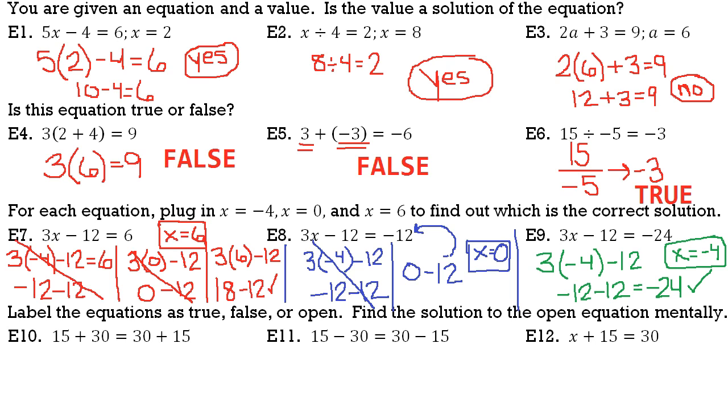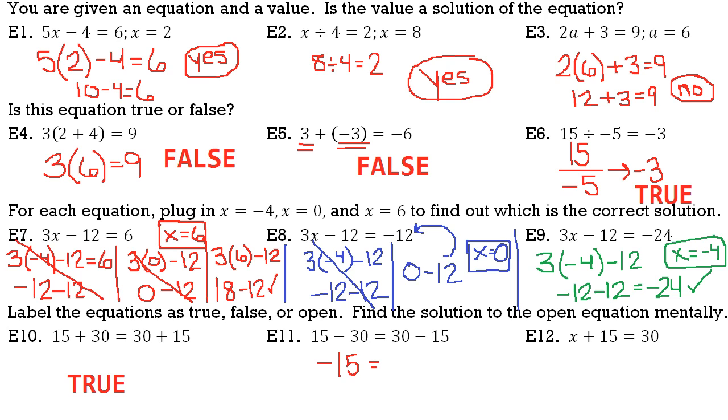All right, last but not least, label the equations as true, false, or open. Find the solution to the open equation mentally. 15 plus 30 equals 30 plus 15. That sounds a lot like the commutative property to me, so I'm going to label that one true. All right, 15 minus 30 equals 30 minus 15. 15 minus 30 is -15. 30 minus 15 is +15.